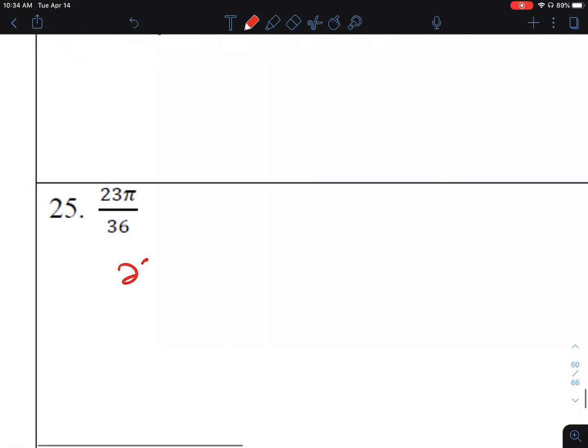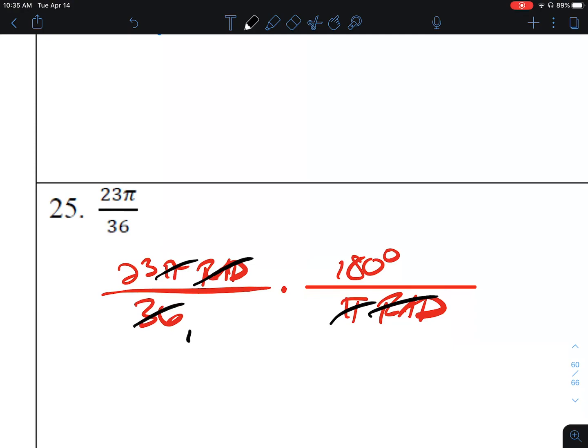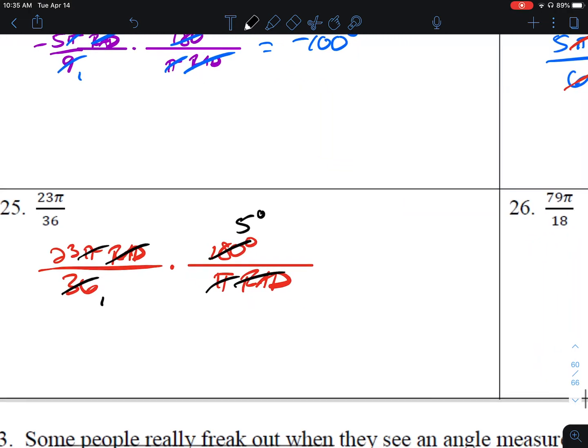25. 23 pi over 36. Radians for emphasis. We're going to multiply this by 180 degrees over pi radians. Radians cancel. Pi's cancel. 36 goes into itself once. 36 goes into 180 degrees 5 degrees times. Now we have 23 times 5 degrees, which is 115 degrees.